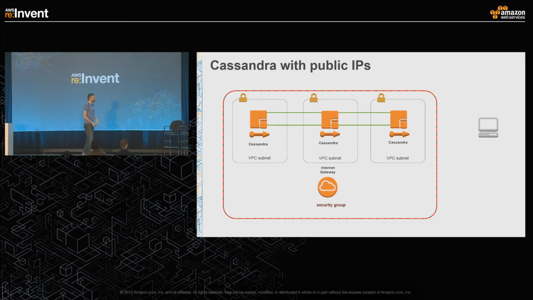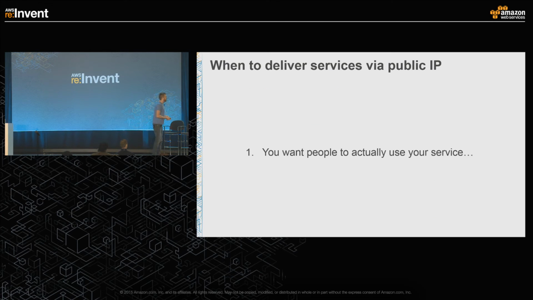Here's a very simple diagram of what something running with elastic IPs looks like. And when would I want to do this? When you want people to actually use your service externally.